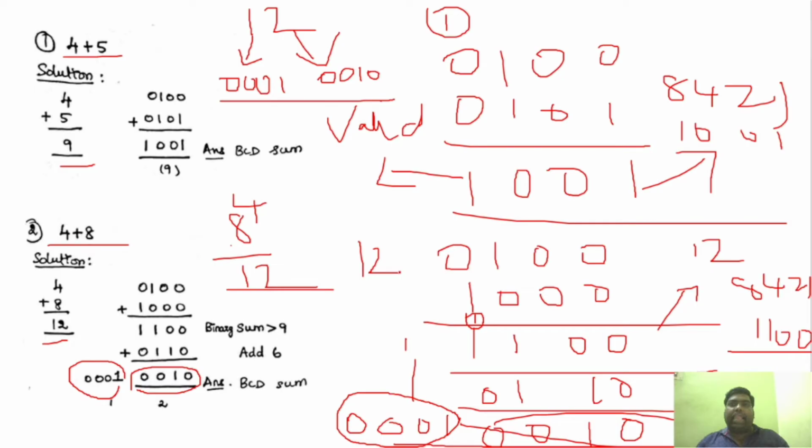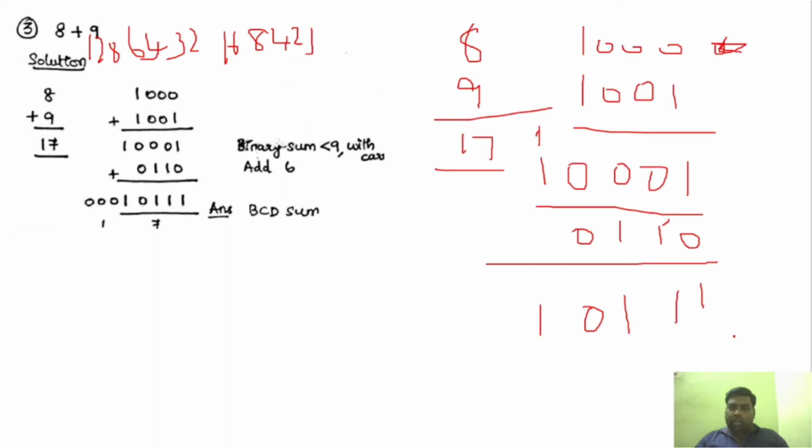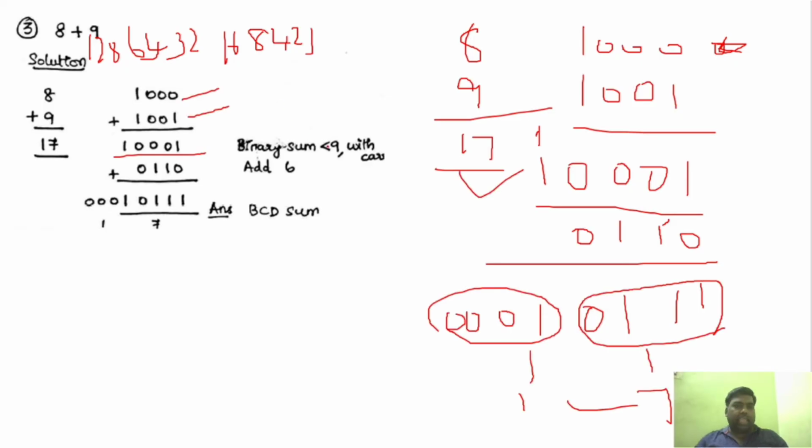So now again, I represent 8 and 9, and what we have to get is 17. So I'm going to represent 8 as 1000, and for 9 it is 1001. And then this is the answer, we have to get 17. You can see here we are adding 8 and 9. We are getting this answer which is greater than 10. So I am adding 6, 0110. We are getting this answer. I am grouping into 4 bits to convert it to a valid BCD form and getting the exact answer. So this is the binary coded decimal addition.